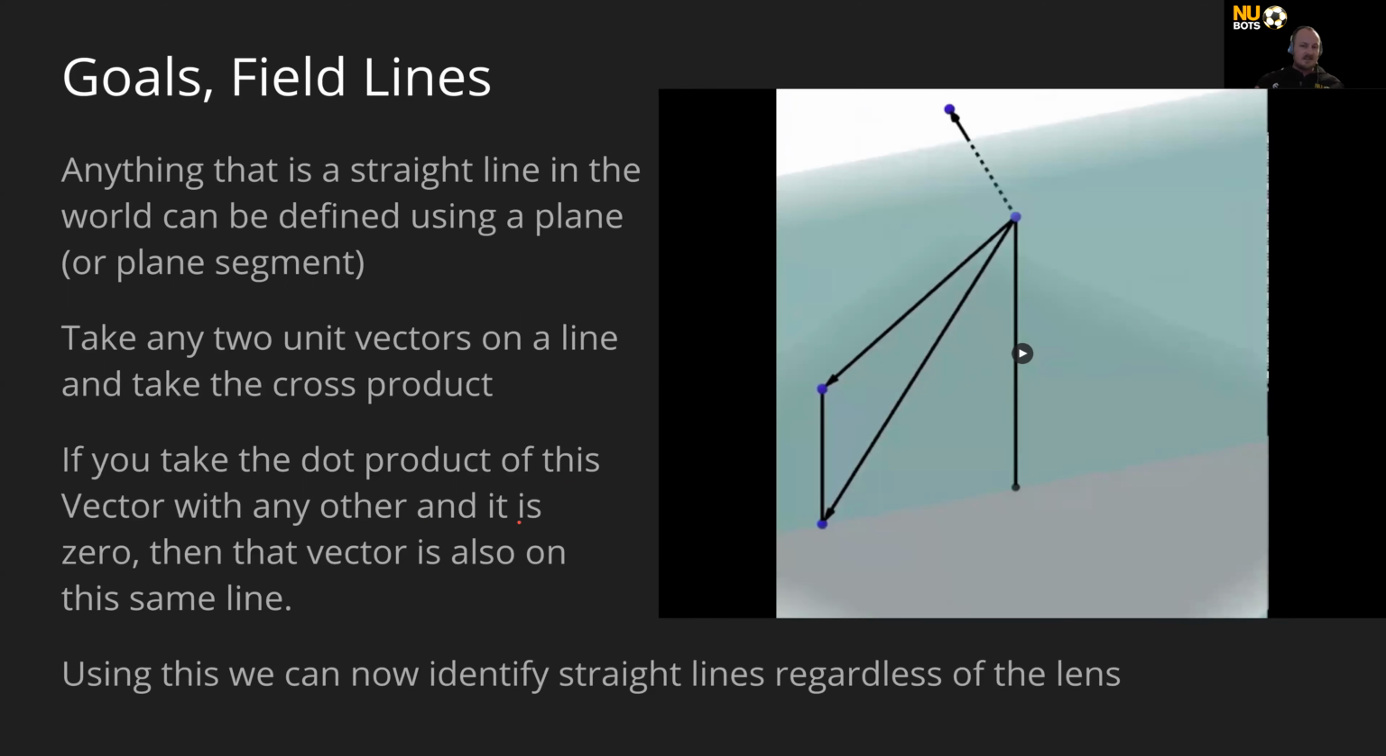Using this, it doesn't matter which lens projection we're using. It doesn't matter that our fisheye has bent goalposts. Once you take the actual unit vectors, you'll find they are all coplanar, which is a really simple check to do. So rather than trying to fit some crazy curve, you just need to fit a plane. And it makes your math so much easier.